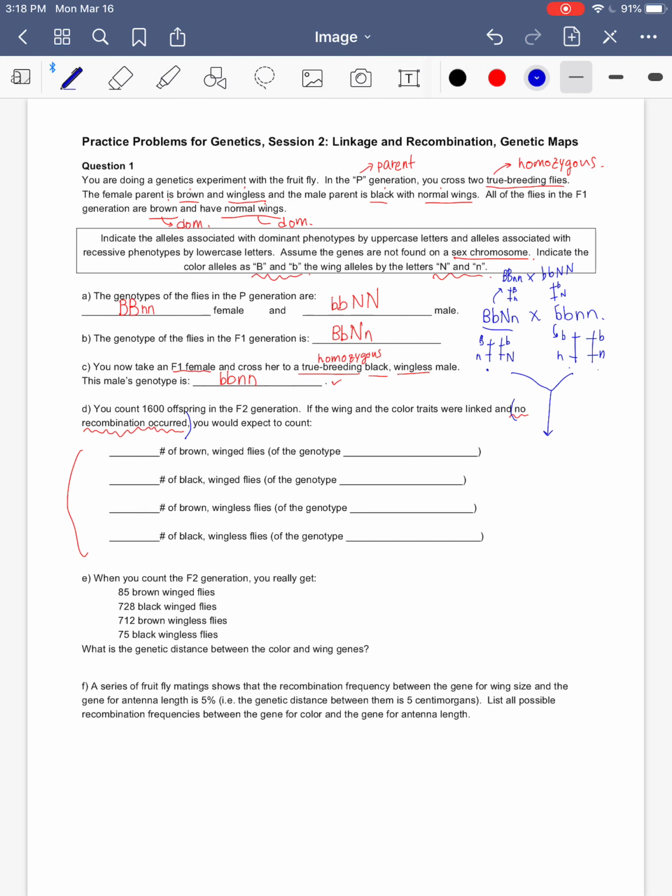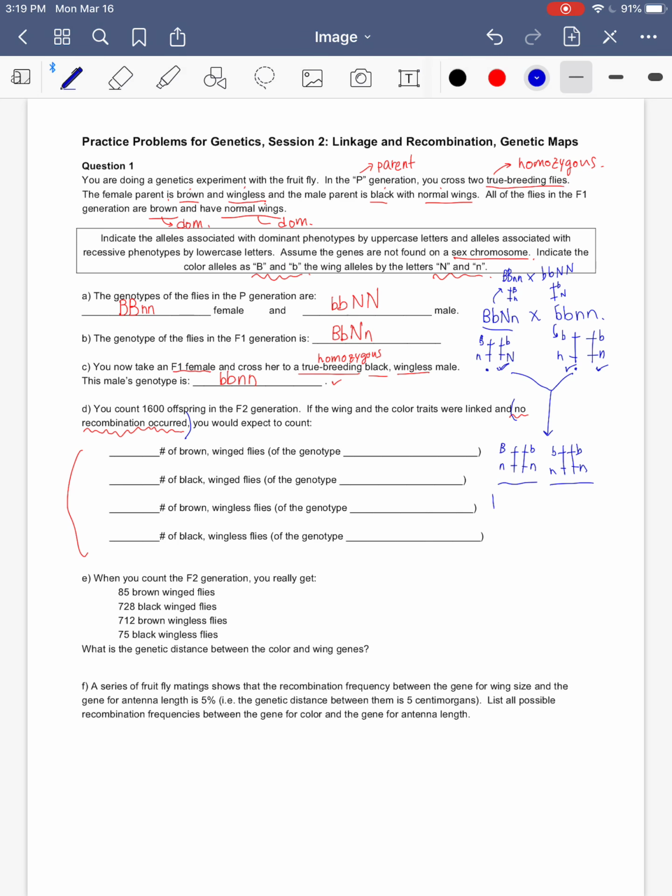So what if we have this one and this one come together? It would be this chromosome and this chromosome. And then this one and this one would basically be the same thing. And then let's look at this one with this one. It would look like this. And then this one and this one would look the same. So these two are the only genotypes that we can get if there is no recombination occurring.